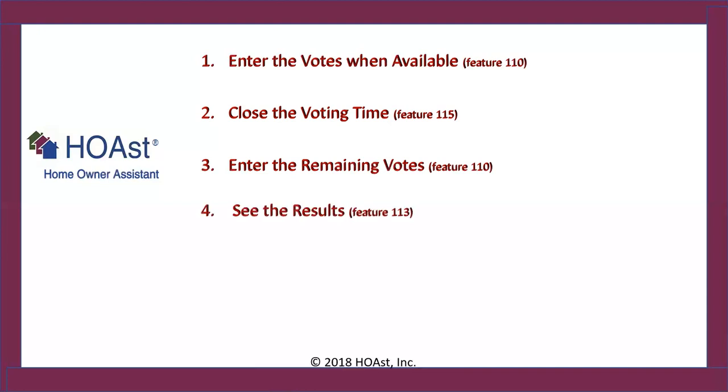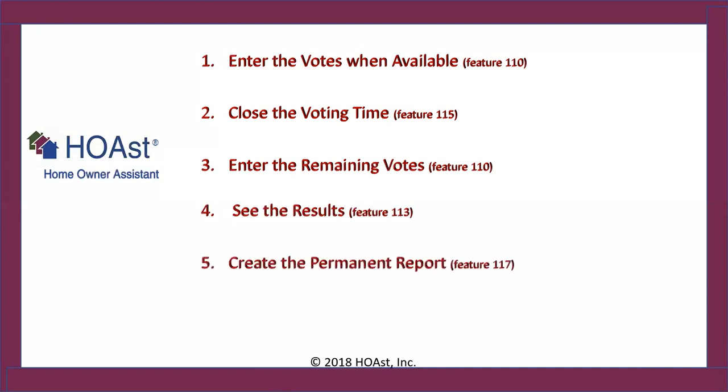And number 4 is you can see the results, feature 113. Now, seeing the results is something you can do all along. This is not a secret election. You are allowed to see the progression of the election as the vote goes, so you can see the results.